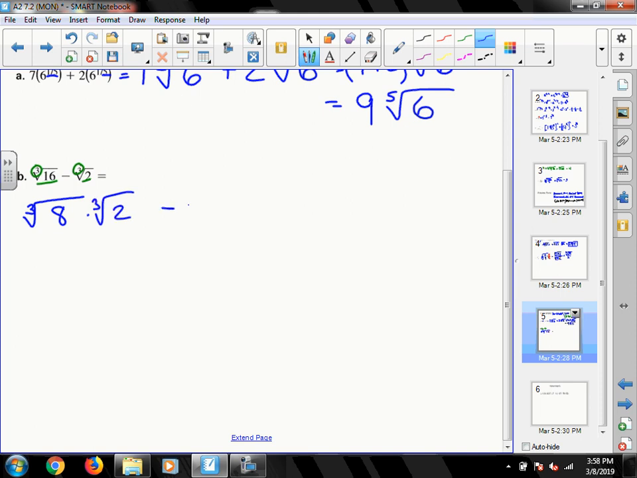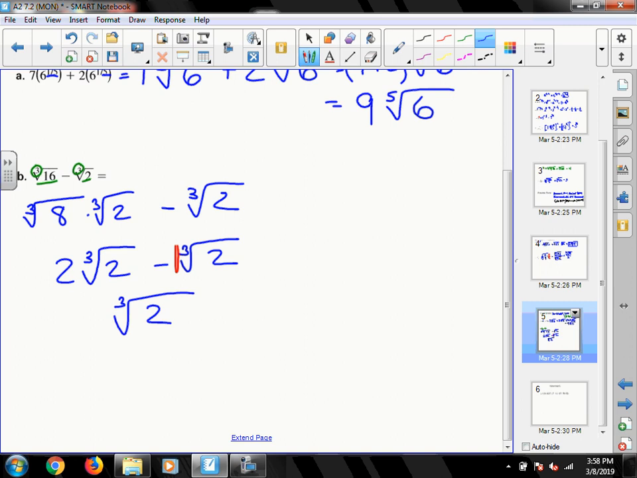After I do that, I'm going to subtract the cube root of 2. So you may actually have to simplify some of these before you can just go and subtract. So cube root of 8, what number times itself 3 times is 8? That's 2 times the cube root of 2 minus cube root of 2. So if I have 2 cube root of 2's and I take 1 cube root of 2 away, if it helps, imagine there's an imaginary 1 there. That's just going to leave you with 1 cube root of 2, or just the cube root of 2.